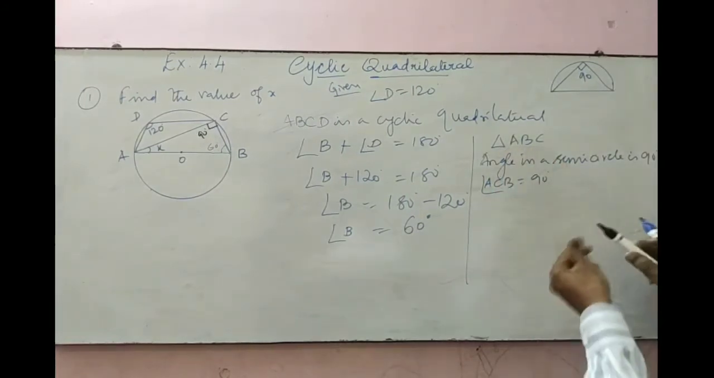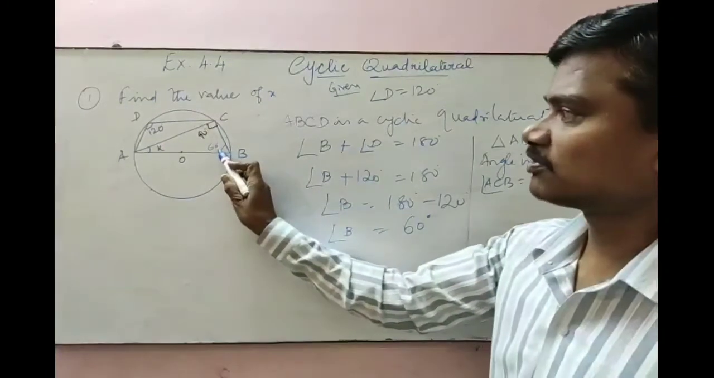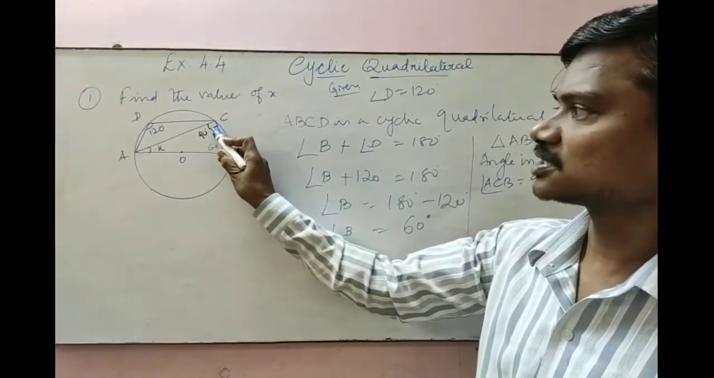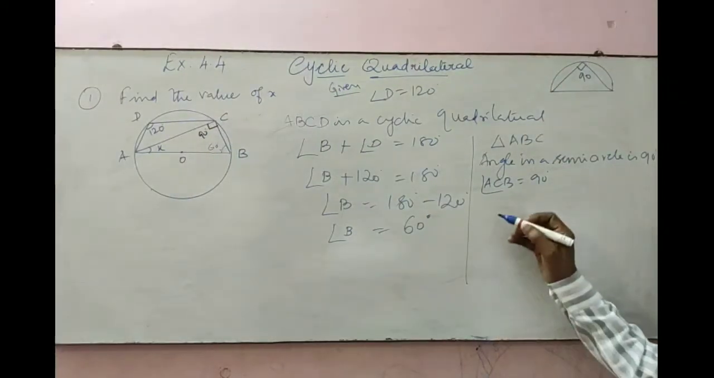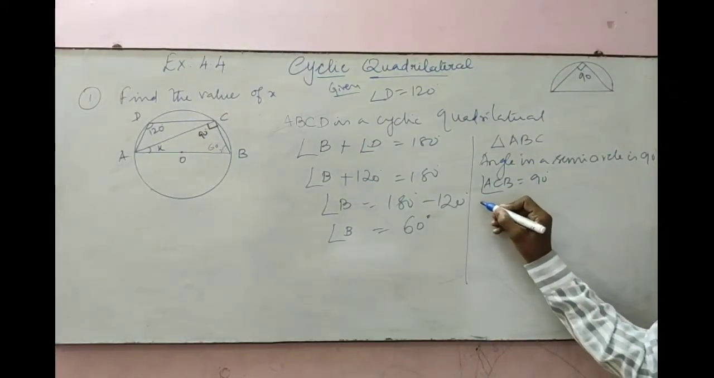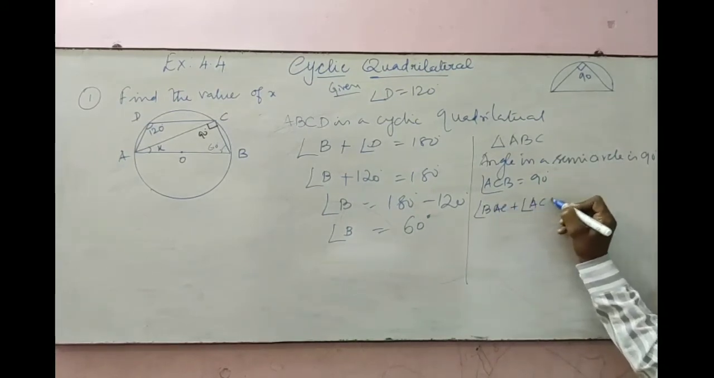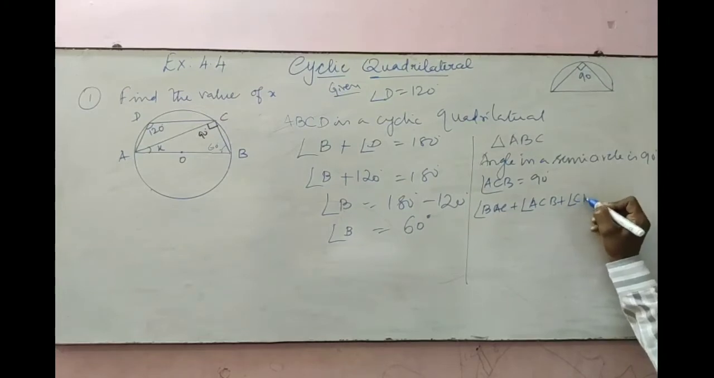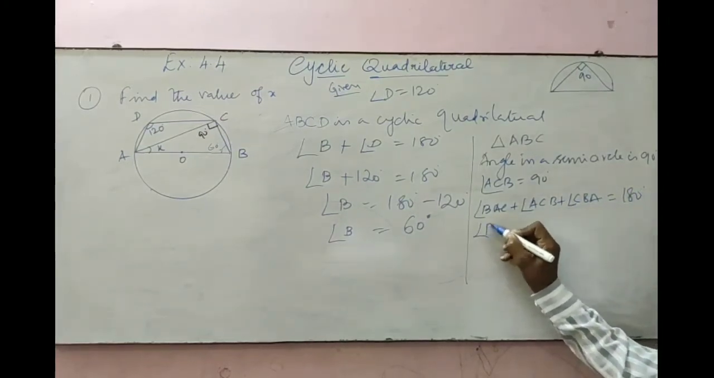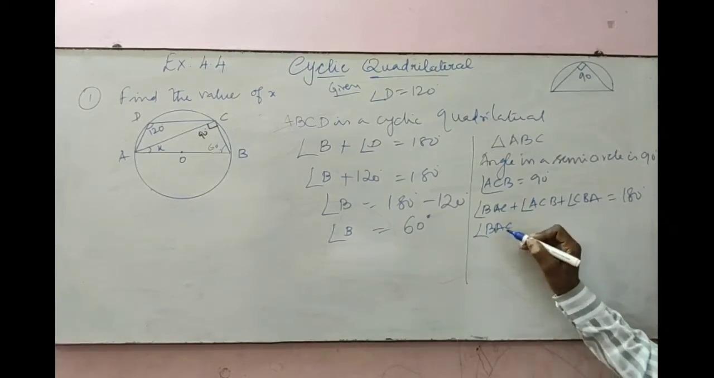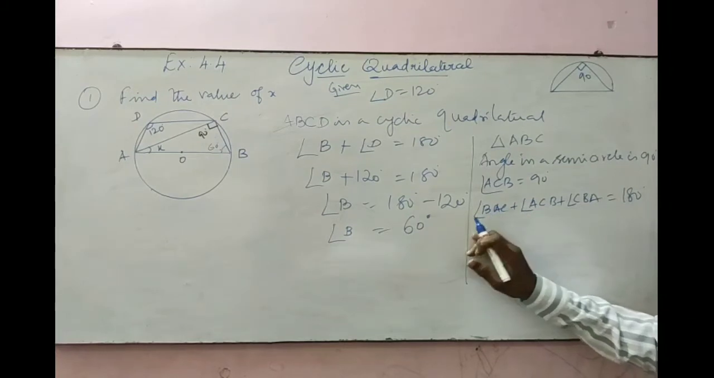Then in a triangle ABC, the sum of the three angles is 180 degrees. We know the value of B as 60. Here C is 90. Then we can easily find out the value of BAC. So angle BAC plus angle ACB plus angle CBA equal to 180 degrees. Here we don't know the value of angle BAC, that is named as x.